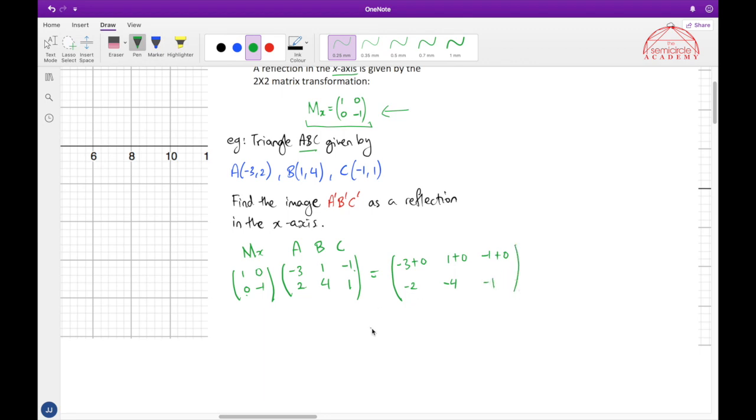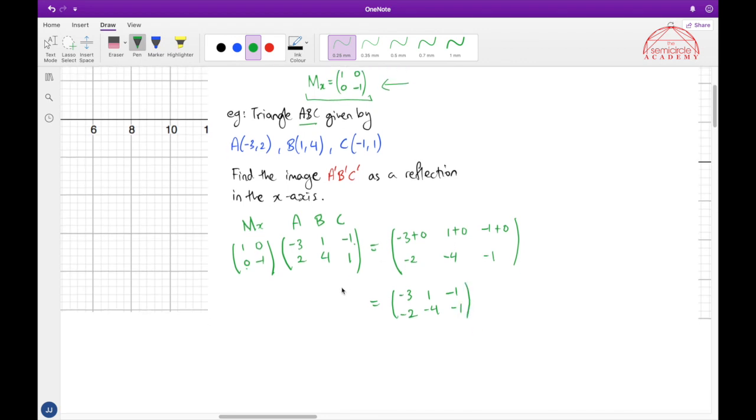If you can't quite remember how to do your matrix multiplication, just check out that Matrices 1 video where we handle the basic operations of matrices and matrix multiplication in a little more detail, right? So we get this here being -3, 1, -1, and then -2, -4, -1.